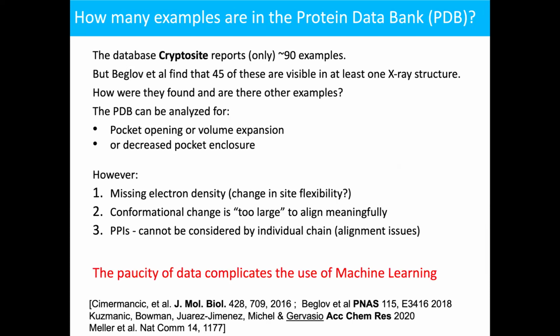So because of this, there is a paucity of data. Actually, there are these 90 examples and a few more. I would say probably fewer than 200 examples are well known. And this clearly complicates the use of machine learning to predict where these cryptic sites are.